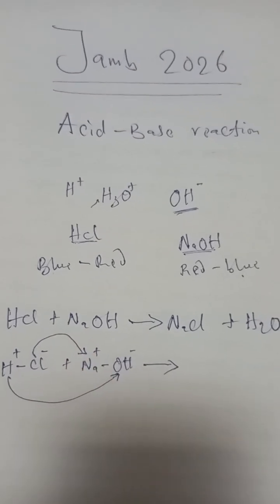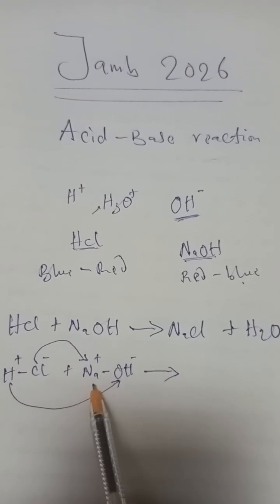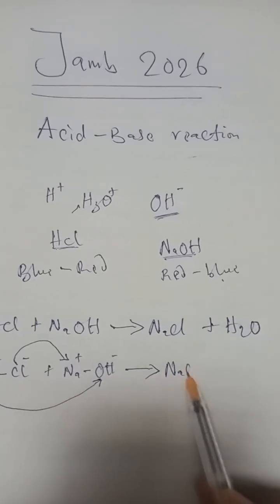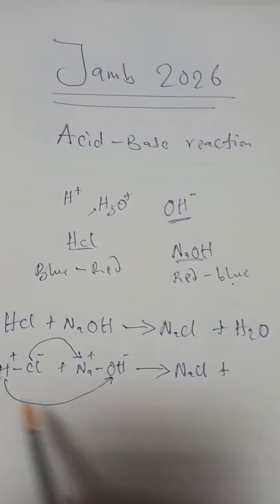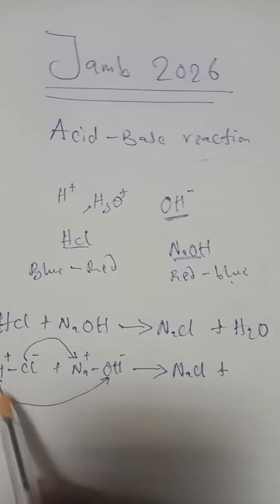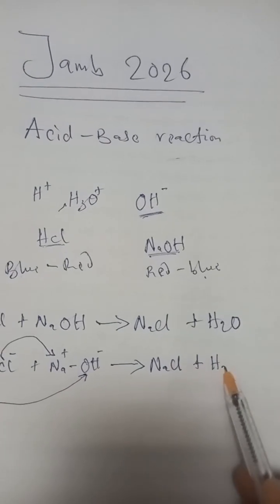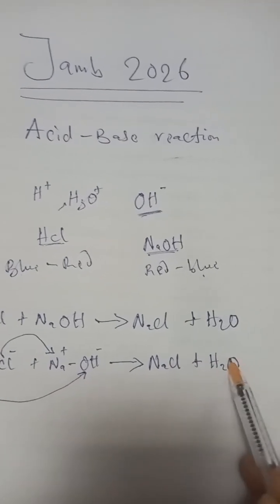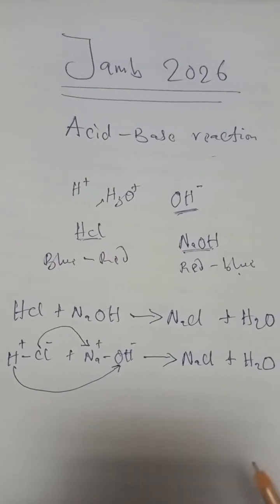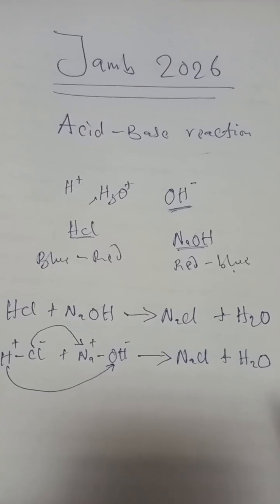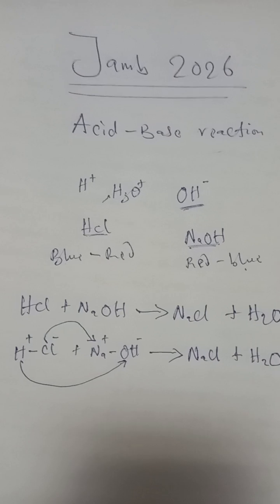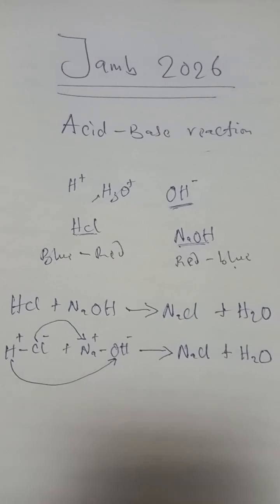So we are going to get the result, right? So here we have sodium chloride, plus this positive attracts the negative, so that we have H2O. So that's what happened. This is the reaction of acid and base. When acid reacts with base, we form salt and water. So as a student about to write an exam, don't forget: acid plus base, we get salt and water.